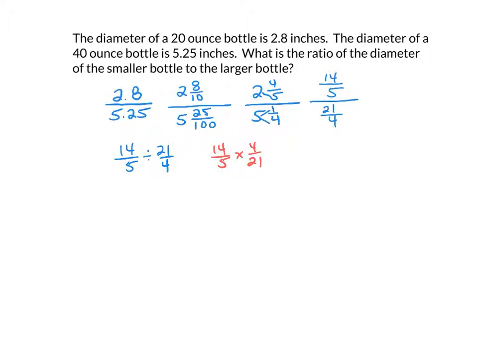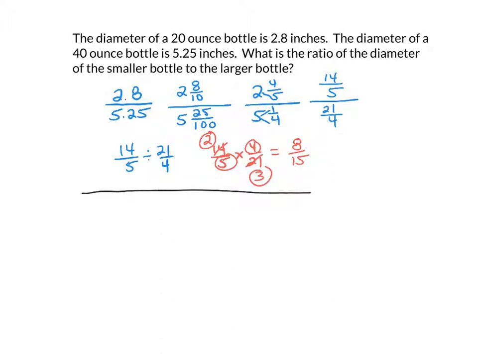Now I can factor out a 7 out of both the 14 and the 21. If I factor a 7 out of the 14, I'm left with 2. If I factor a 7 out of the 21, I'm left with 3. And now I can multiply straight across. 2 times 4 gives me 8. 5 times 3 gives me 15. So the ratio of this is 8 to 15.